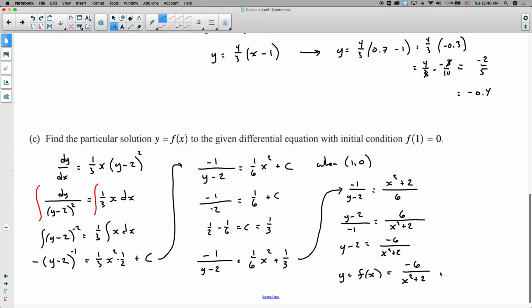Okay, so this looks to be the final answer, but I want to go back and read it one more time. Find the particular solution, y equals f of x. I do have y in terms of x's. To the given differential equation that was given away in the early part of the problem with the initial condition 1, 0. All right, and then that's a classic particular solution problem.